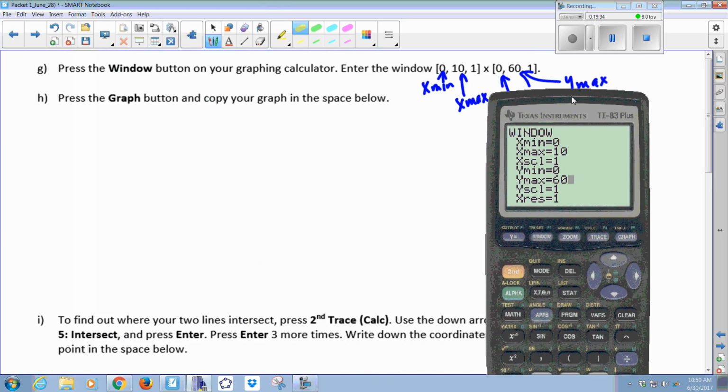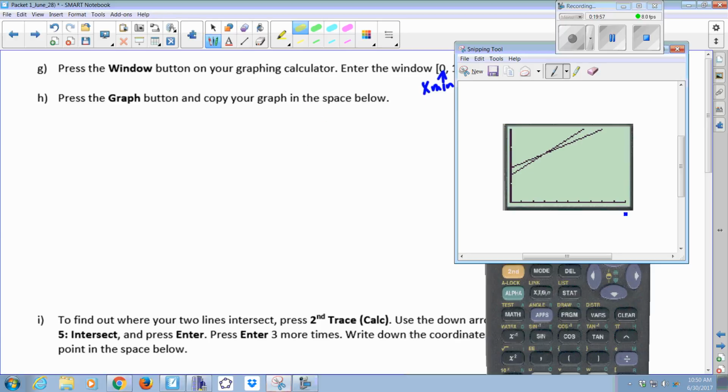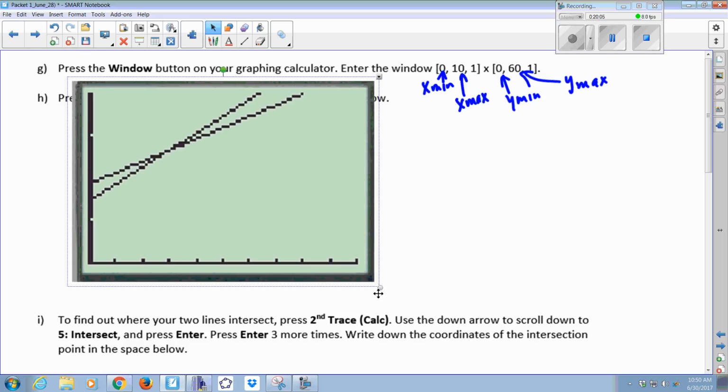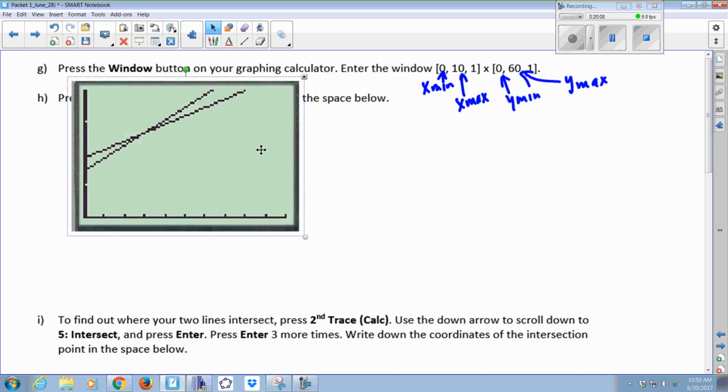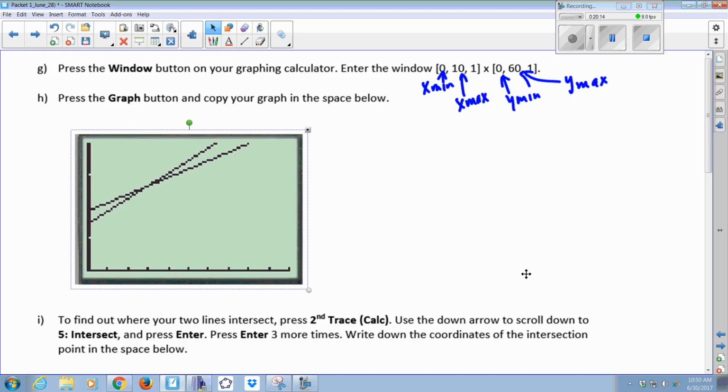We don't want to use the standard window here since we don't want to use negative numbers for X or Y. And now we press the graph button to get a picture. So there's one of our equations and there's the other. We'll talk about these two equations in just a minute. Let me take a little snippet of this picture for you so I can put it in, and we'll copy it. And then hopefully it will paste right in. There we go. We don't need it to be quite that big. Reduce it a little bit, and there we go. So press the graph button and copy your graph in the space below.